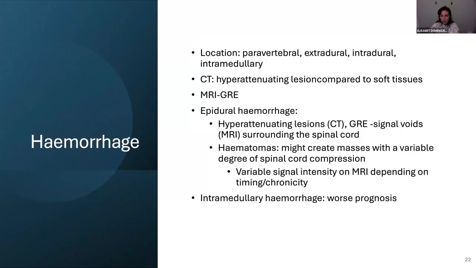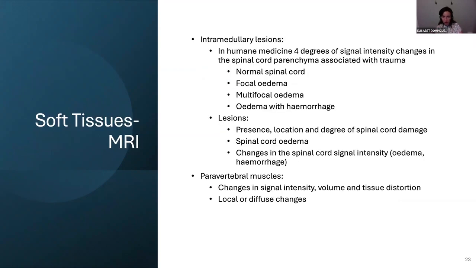We need also to pay attention to the presence of hemorrhage. Remember that on CT, hemorrhage will look hyperattenuating compared to the normal soft tissues. And on MRI, we can see lesions that will be signal voids on gradient echo, or hyperintense lesions on T1 if they are acute. And if we see hemorrhage, remember, that may suggest a worse prognosis for the animal.